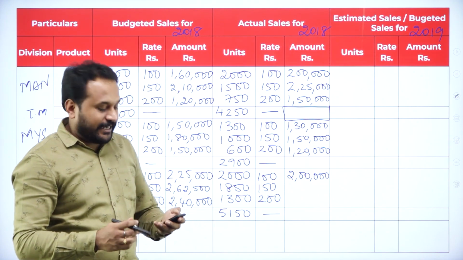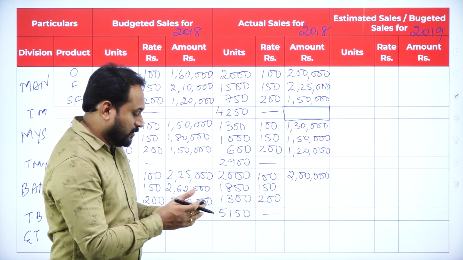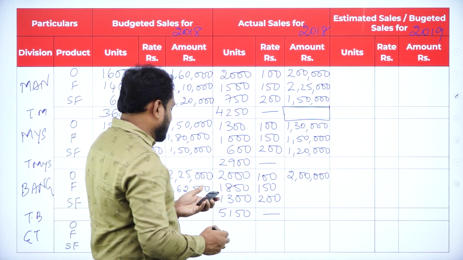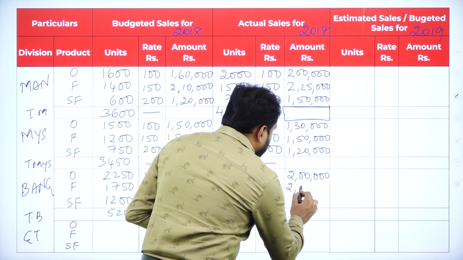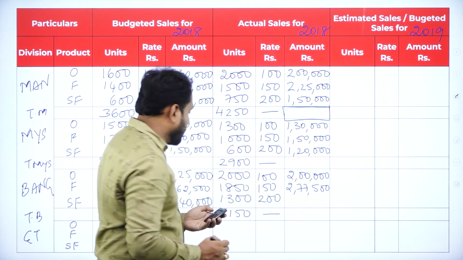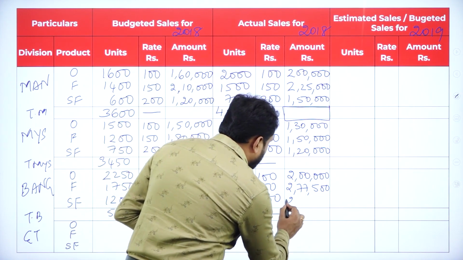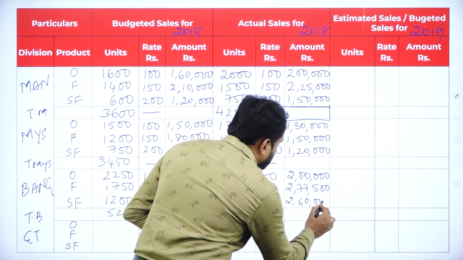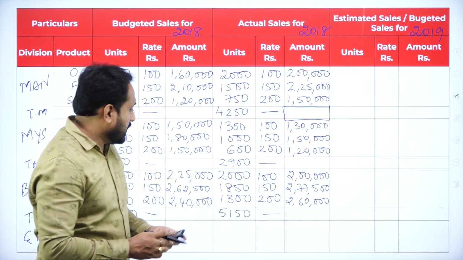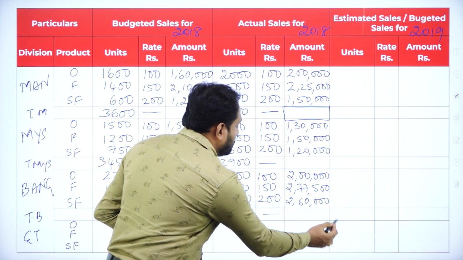1,850 into 1,500. You are supposed to take your calci and then go with it. 1,850 into 150 is equal to 2,77,500. So we got here. Now 13 2s are 26, so 2,60,000. 2,60,000 is what we have got here. Done. Now add this and we will actually get this column as well.